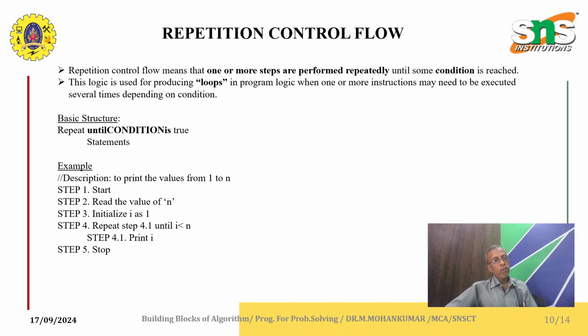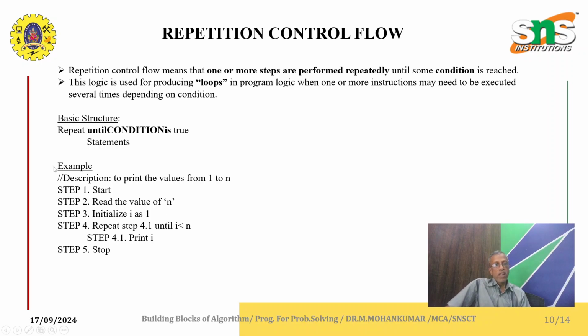Repetition control flow. Repetition control flow means that one or more steps are performed repeatedly until some condition is reached. The logic is used for producing loops in a program. Logic when one or more instructions need to be executed several times depending on conditions. Basic structure: repeat until condition is true, statement.